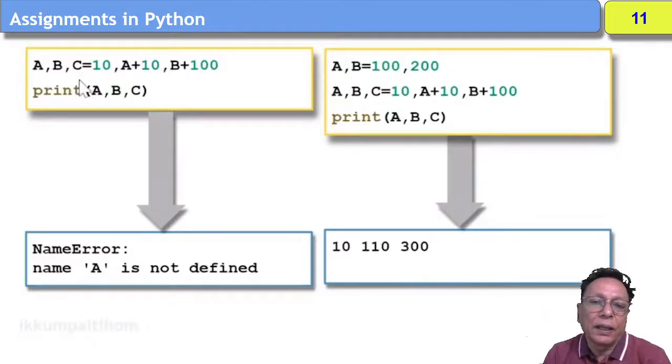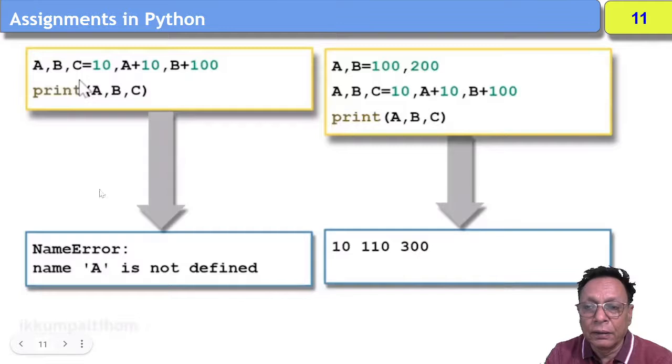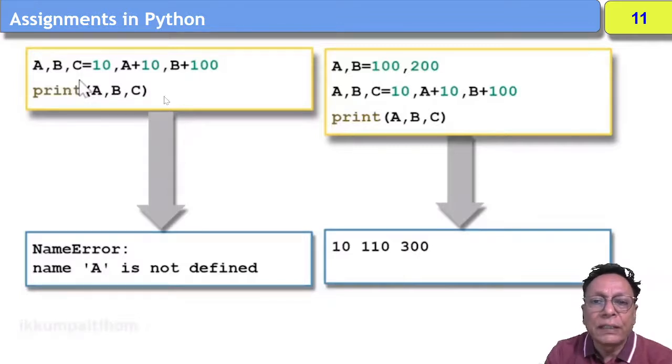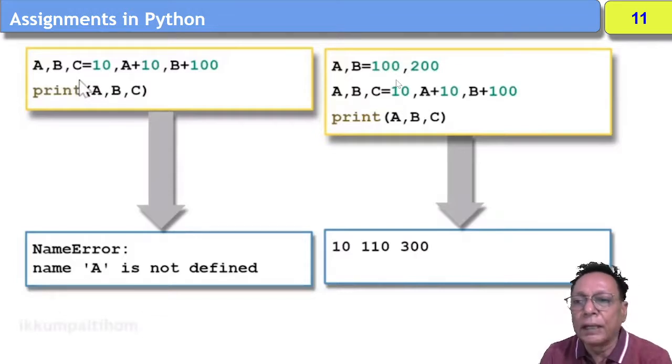It means A should have been defined before the execution of this statement. Before the execution of this statement, A should have been declared, and that is why it is showing the error. So to clarify this doubt and error, we have this: A, B = 100, 200. The number of identifiers and the number of literals are similar on both sides of the assignment operator.